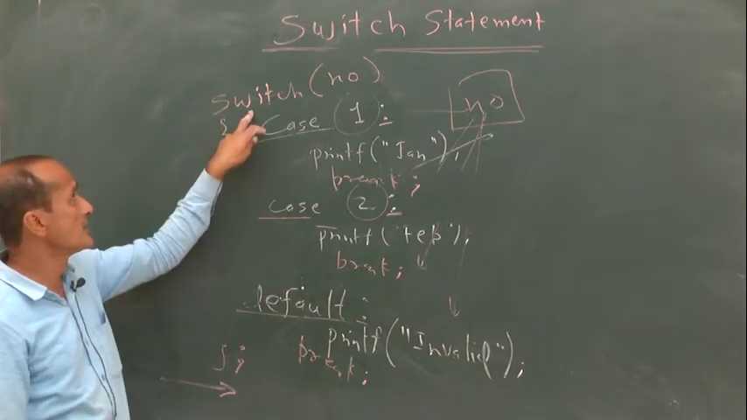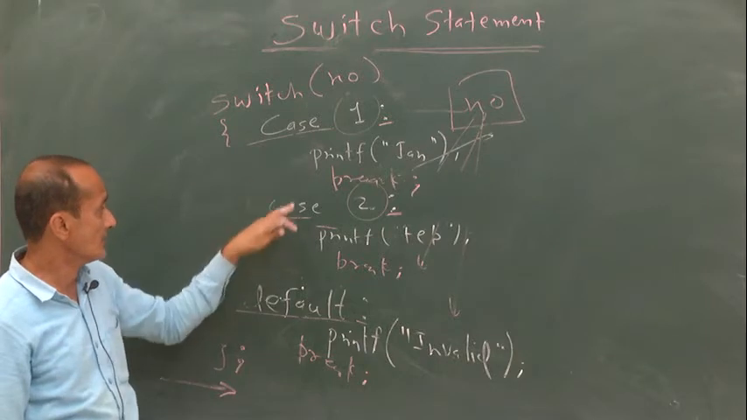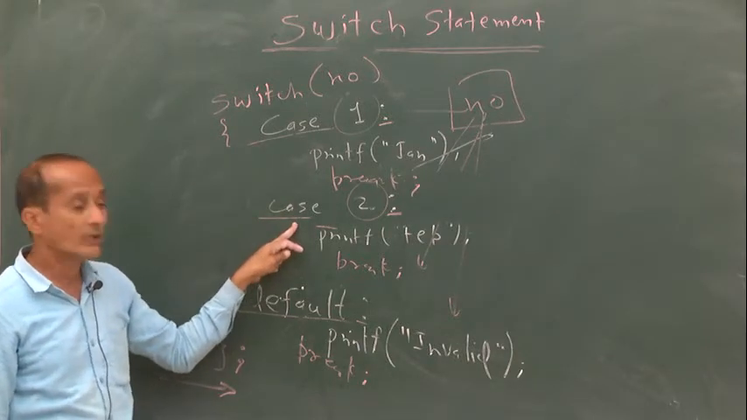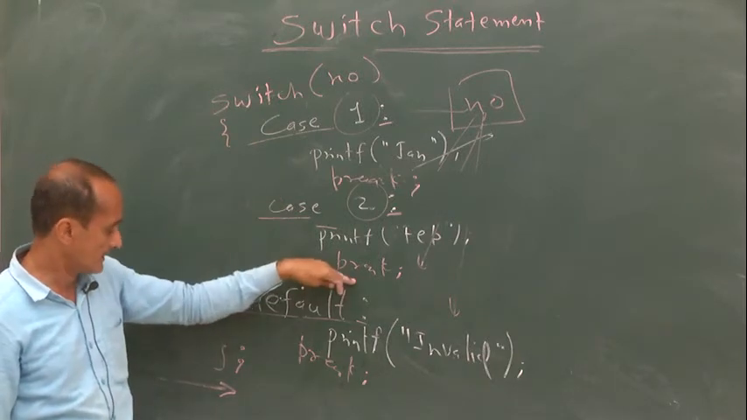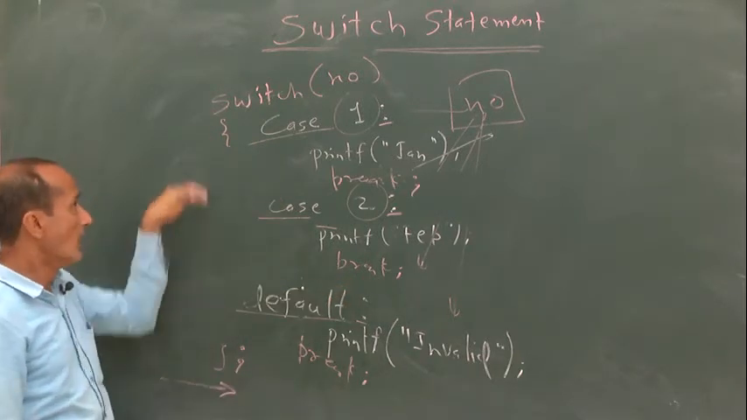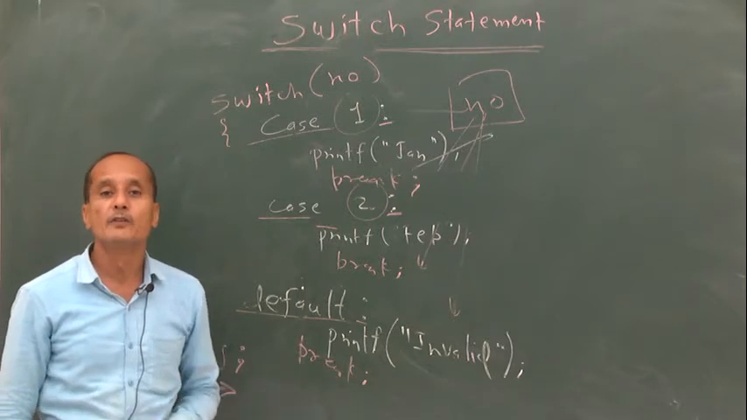Now, by the way, switch is a reserved word, case is a reserved word, this case is also a reserved word. What are the reserved words that we encounter? Switch, case, break, and this final semicolon. All these are mandatory. Please don't forget about this.